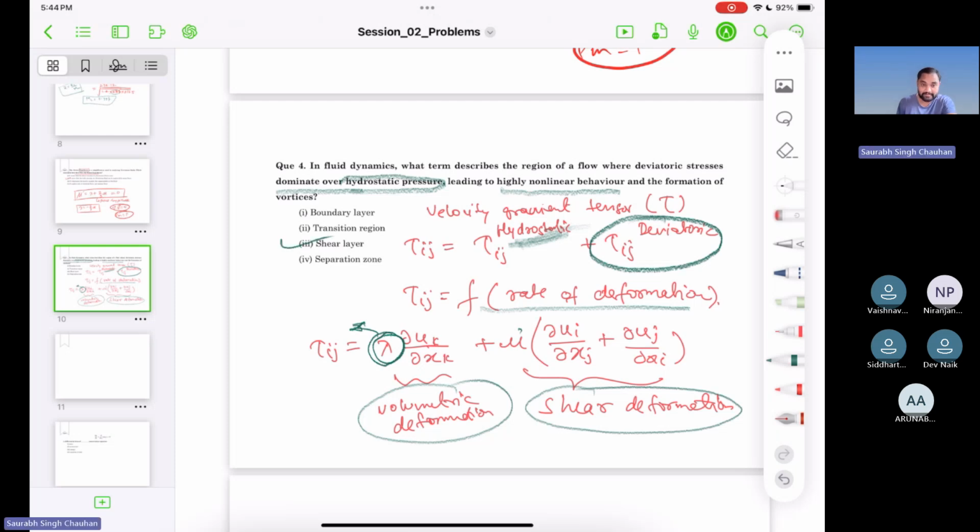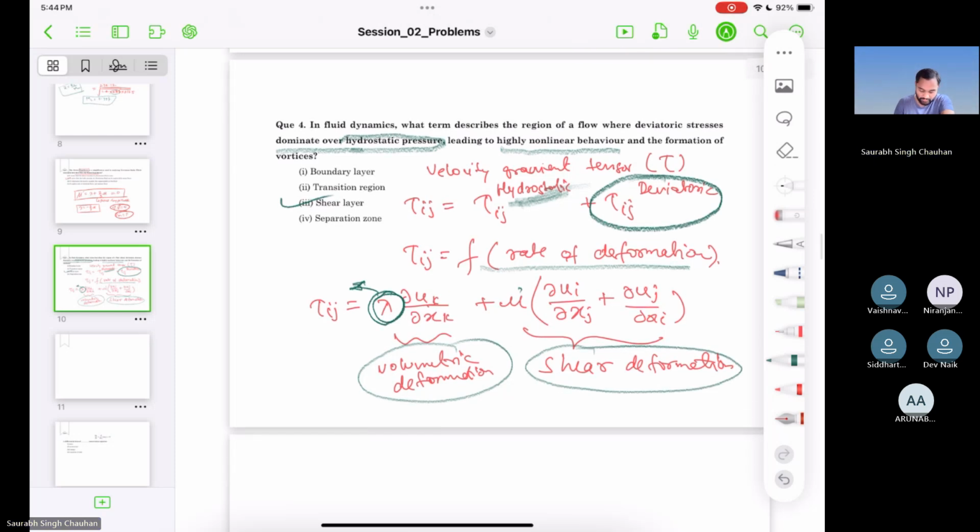That is the shear region, right? There will be a lot of deformation. And deformation we have already discussed. It is related to the deviatoric term, not the hydrostatic term. I think it is clear, right? The correct answer will be shear layer. If any doubt, then please ask, or you can write in the chat box. If there is no doubt, then we can move to the next question.